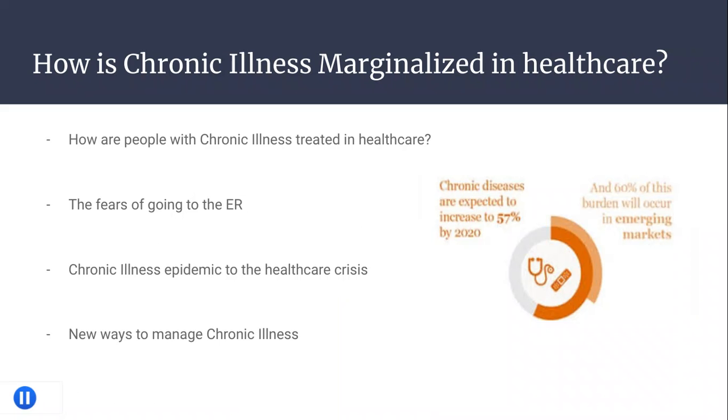How is chronic illness marginalized in healthcare? So how are people with chronic illness treated in healthcare? They are treated differently. A lot of healthcare problems, especially when you go to the emergency room, and that results in the next point, which is if you're going to the ER. The ER is seen to be for acute problems rather than chronic conditions or so forth.